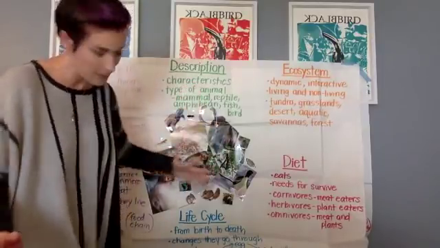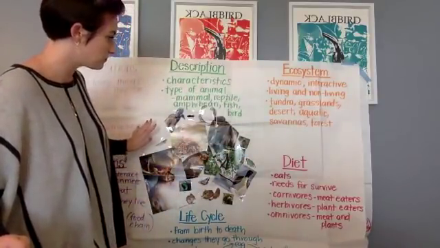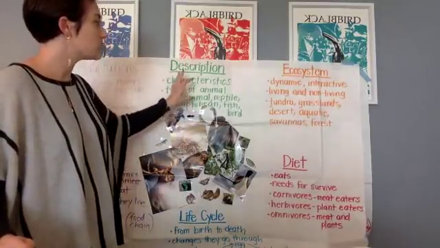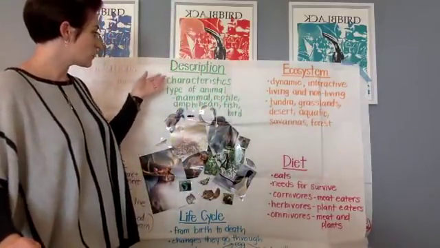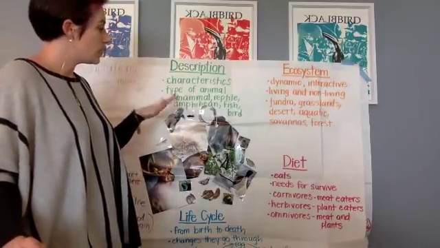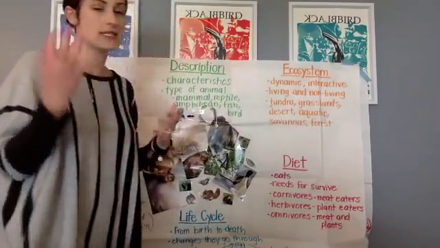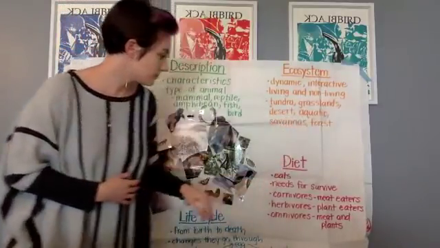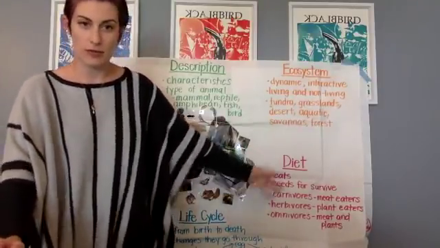I found Nat Geo magazines, and I cut out pictures of animals in their habitats. I took the main topics of what we'd be talking about, and I front-loaded. I talked about what a description is and how every time we read about a new animal, we are going to have to describe their characteristics. We're going to talk about what type of animal they are, so mammal, reptile, etc. Then I talked about the ecosystem and how an ecosystem is dynamic, it's interactive, it consists of living and non-living things. And I talked about a few different ecosystems here. And then the diet. So carnivores, herbivores, omnivores, I brought in that vocabulary.